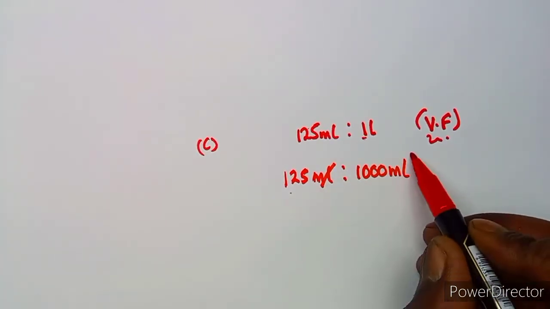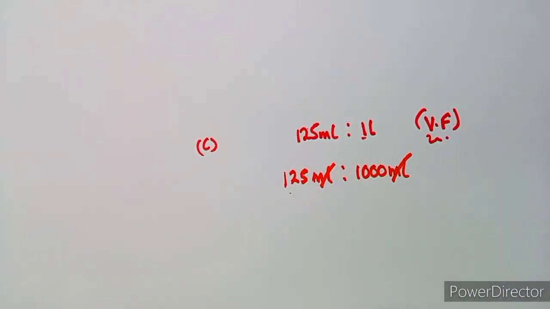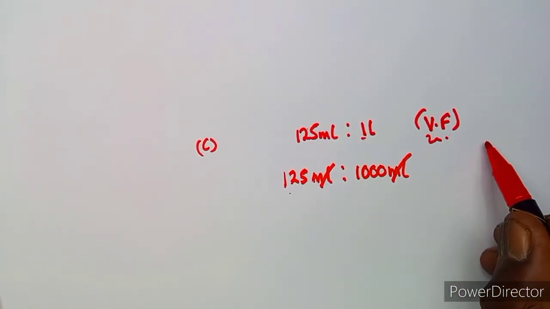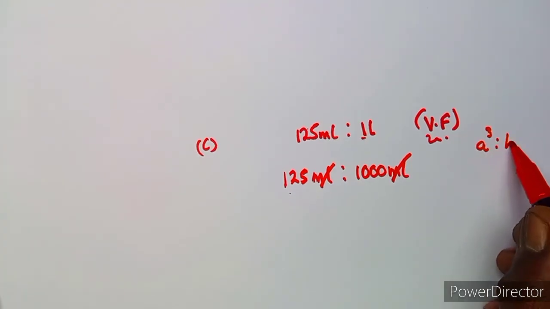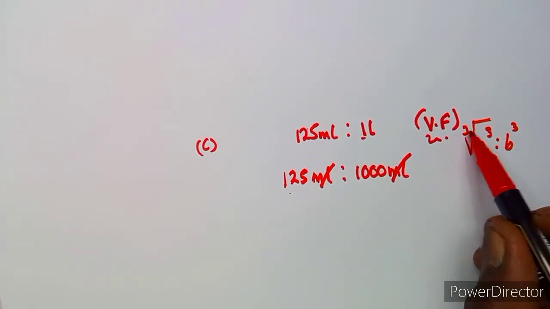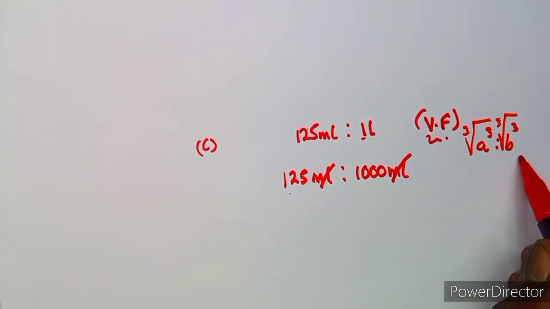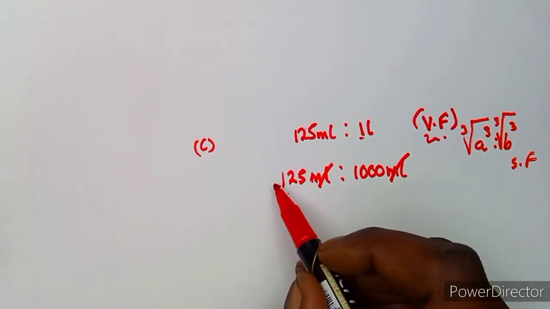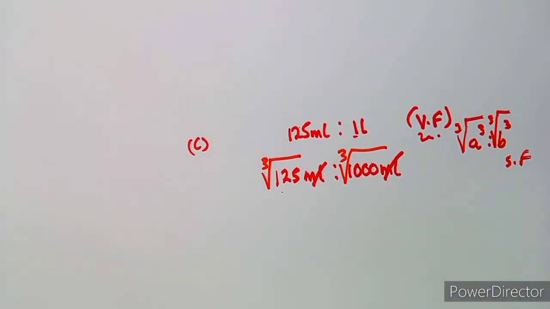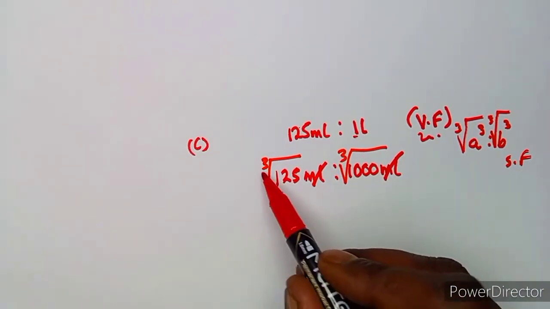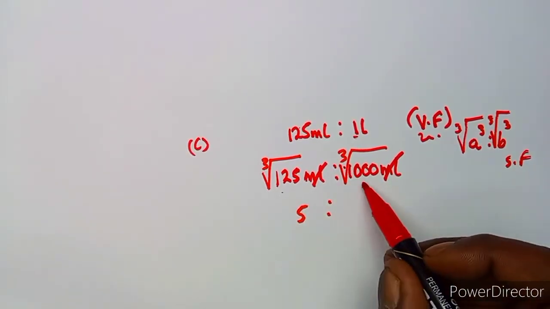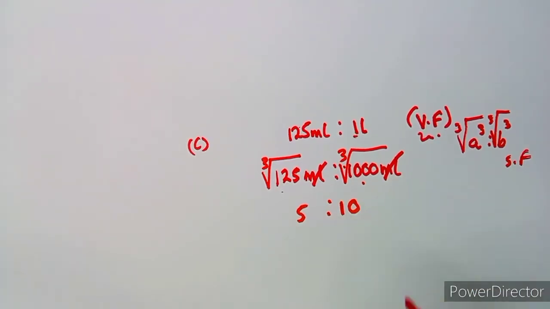So this can be reduced, so we can obtain our scale factor. Remember, from volume factor, it's a cubed as to b cubed. That is your volume factor. To find the scale factor, you introduce the cube root. That is now the scale factor. So we have to find the cube root of this and the cube root of this. If it was area, you find the square root. So the cube root of 125 is going to give us 5 as to the cube root of 1000, which is going to give us 10.